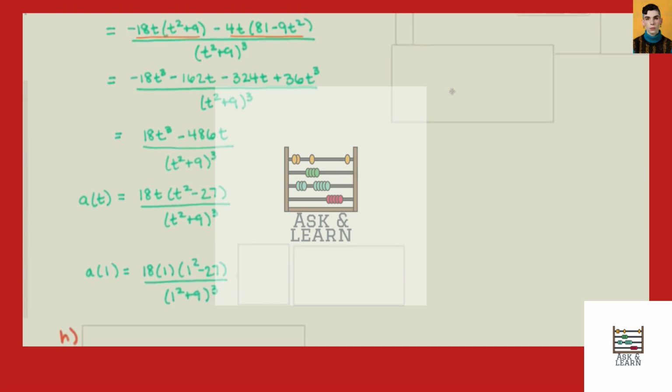Okay, the next thing we want to do is find the acceleration at time 1, so we substitute 1 into that acceleration function, and we can simplify it, and we get negative 117 over 250, and the units would be feet per second squared.